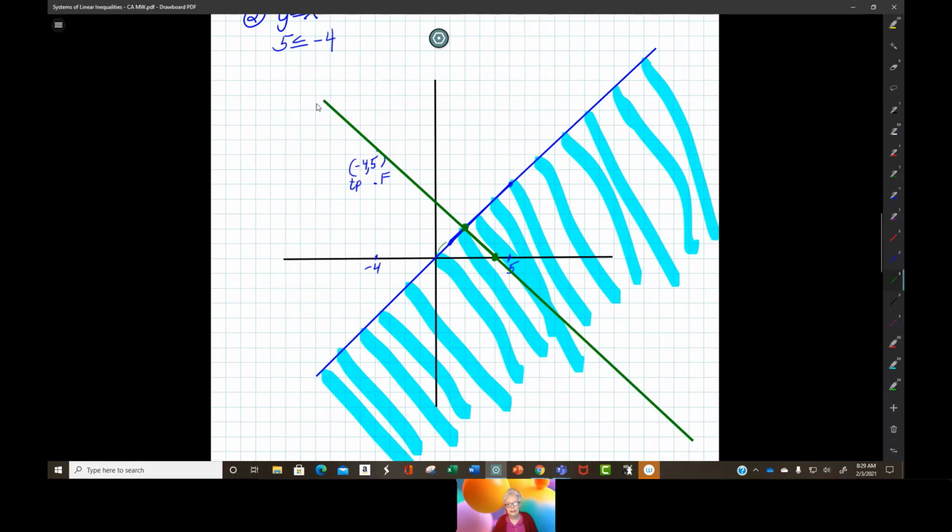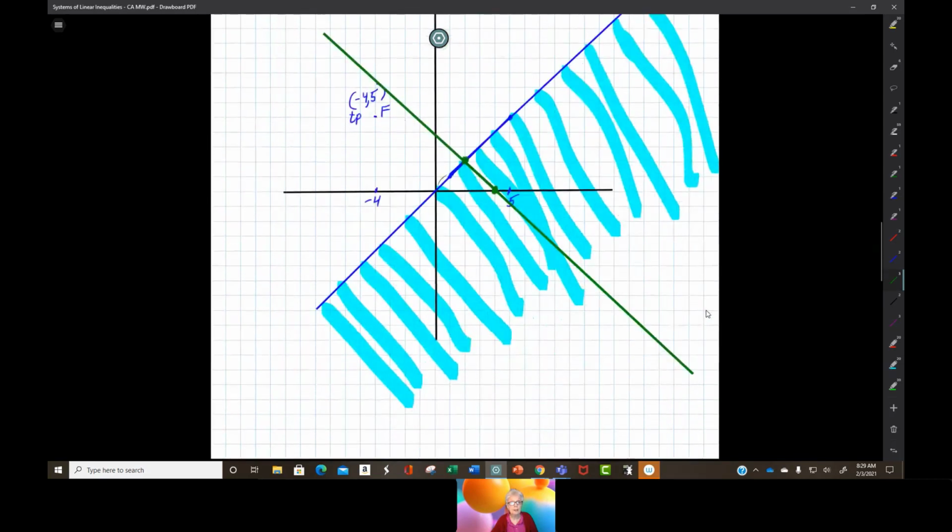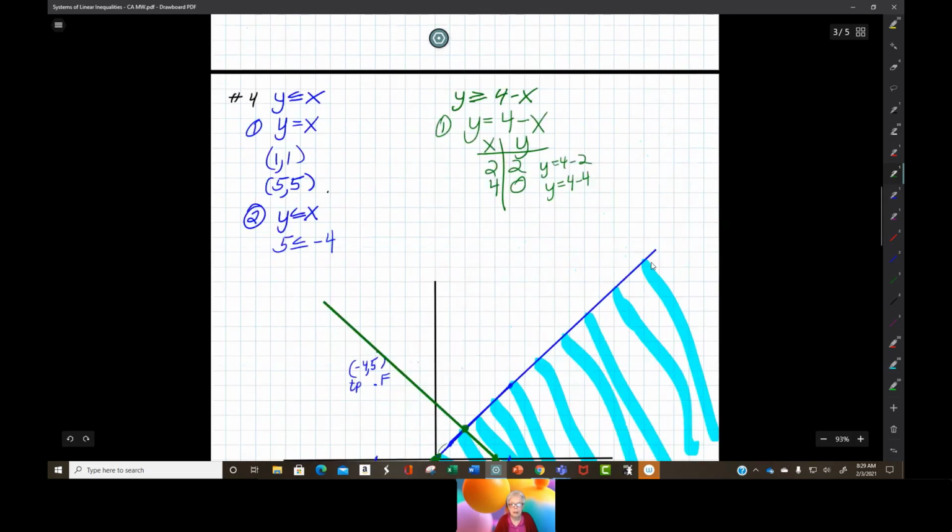Now I need another test point. For sure, I could use 0, 0 for the green line. Let's do that. Okay, so my test point, yep, 2.